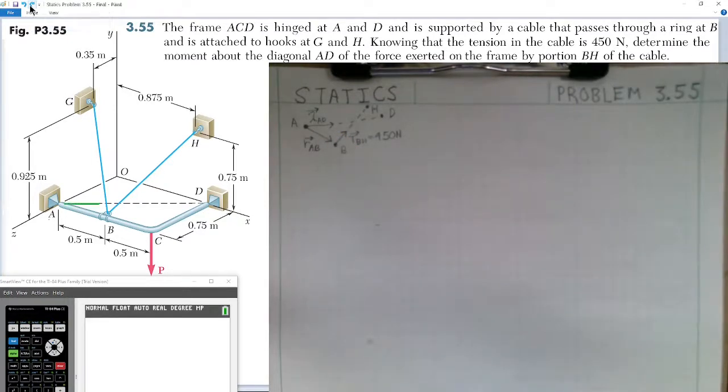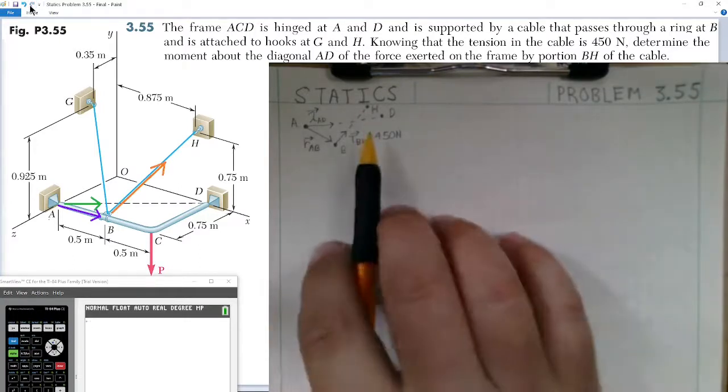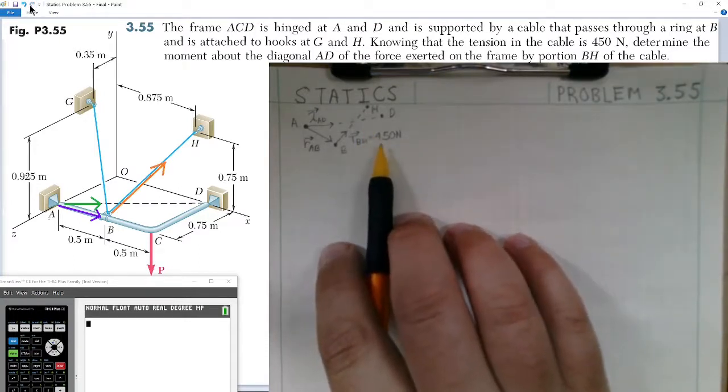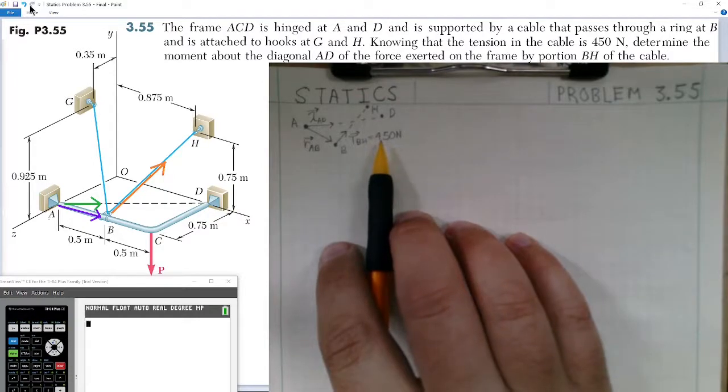So you look here. The green arrow represents the unit vector from A to D. The position vector is represented by the purple arrow, and of course the tension will be represented by this orange arrow here. So in the free body diagram, we have our tension value of 450 newtons. We're going to go ahead and write down our equation for a moment.